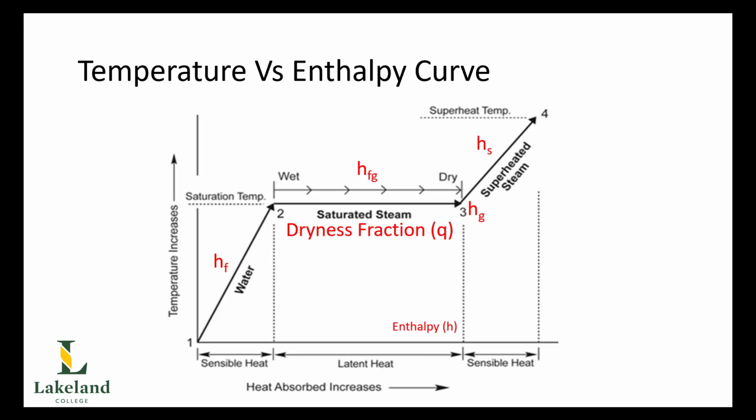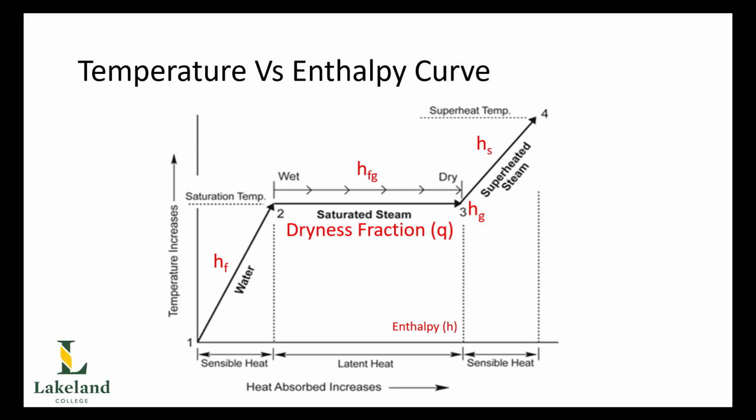Now, we can relate all of those definitions to something that we've been looking at previously, and that is our temperature enthalpy curve. So, applying some figures to this, we need to start talking about the values or the nomenclature that the steam tables use. So what we can see here with our graph is that we start down here at point 1 and we now have to sensibly heat our water up to the saturation temperature or the boiling point.